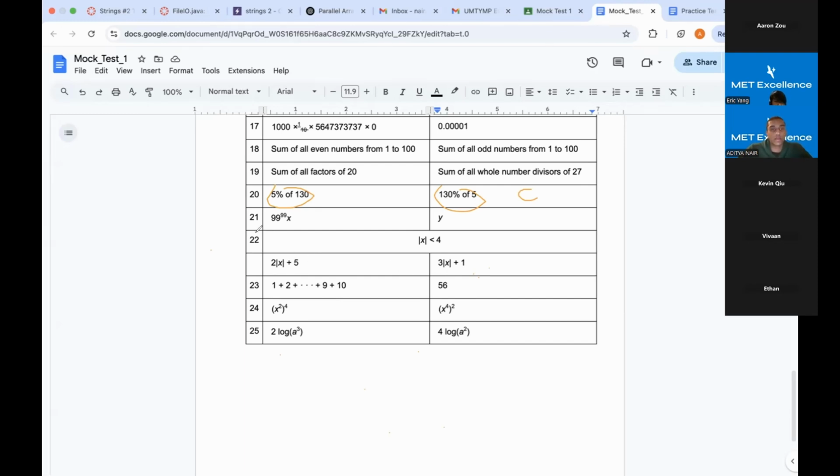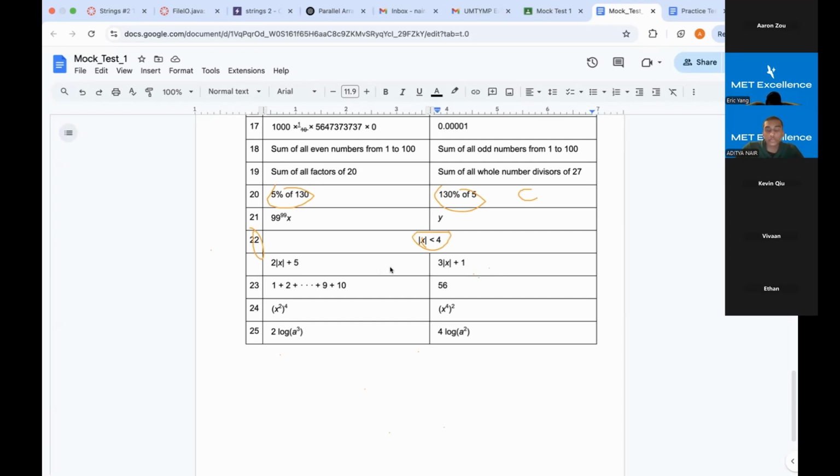Right. Okay. And now for 22, we're given that the absolute value of X is going to be less than 4. And since it's an absolute value in both these cases, X is never going to be negative. So that means they're both going to be positive numbers that we can compare to each other. Let's look at when X is less than 4. Let's plug in 2. Then we get 2 times 2 plus 5, which is going to be 9, and 3 times 2 plus 1 is going to be 7. So we can see A is going to be bigger than B.